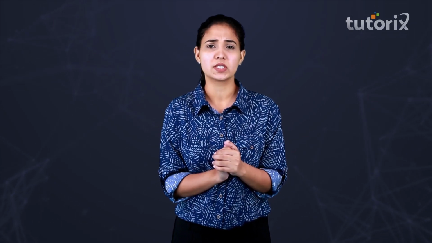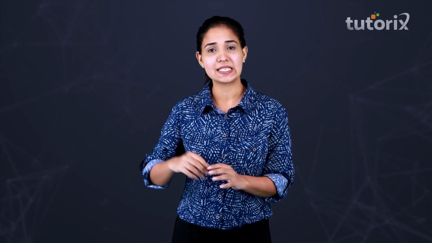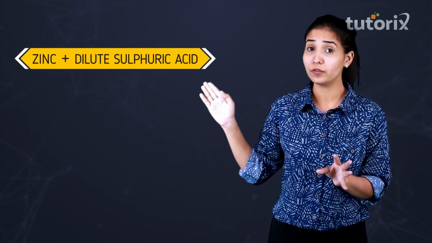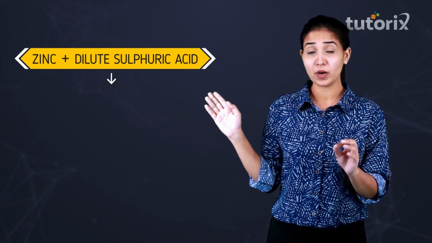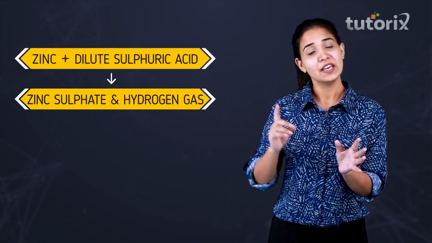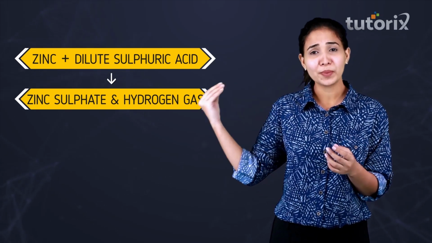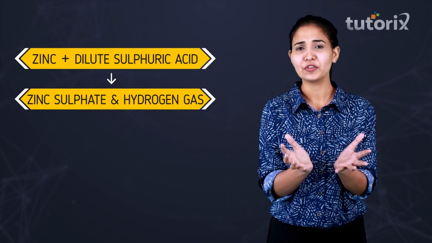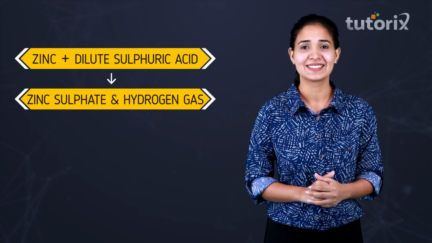So in very simple words, if I say, we can write it as zinc plus the dilute sulfuric acid leading to the formation of zinc sulfate and the hydrogen gas. And as I said, right now we are just talking about the basic reaction. We will learn how to write the equation in our next class.